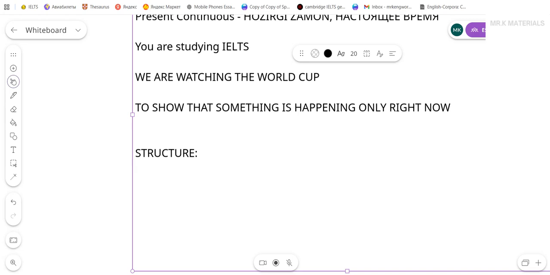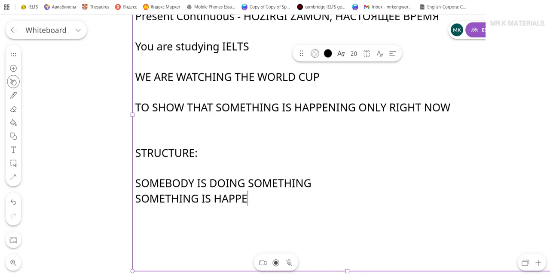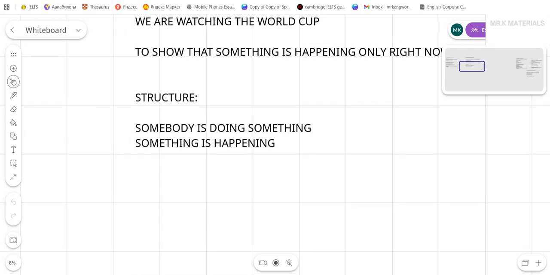Okay, structure here is somebody is doing something. It could be something here as well, not necessarily somebody. We can say something is happening. We can also say that, no problem. Okay, so what is the structure here?